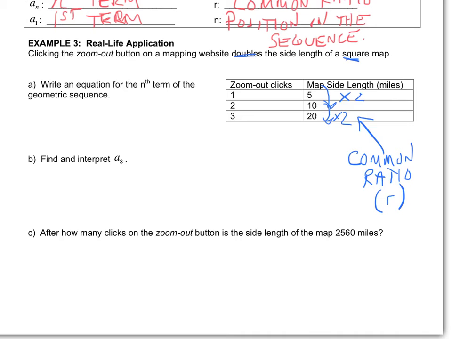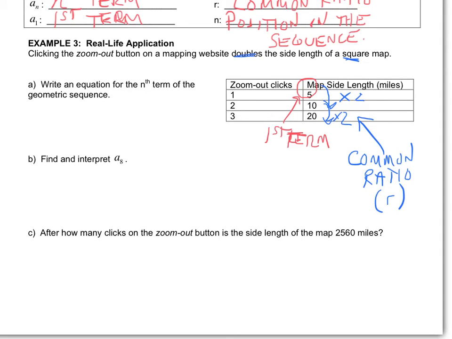When I look over at the other side of my table, we can see that the different clicks, the first click, second click, third click, that's basically going to help us figure out the position in the sequence. This number 5 here is basically going to be our first term. Okay, so that is the first term.